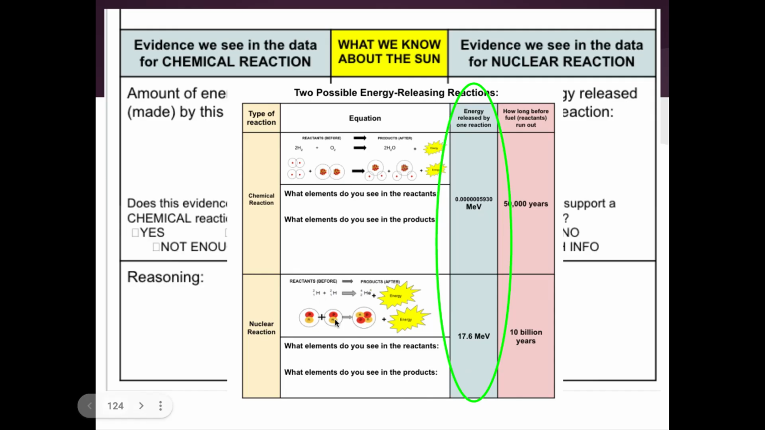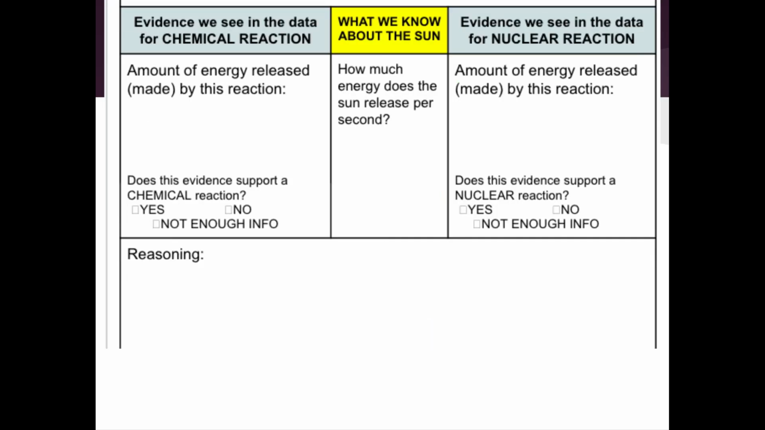Then for our nuclear reaction, if I have 1 hydrogen atom and 1 hydrogen atom, they fuse together to make a helium atom. That's the amount of energy they release. So we've got these energy amounts, and we can go ahead and fill in the information that we know here. I've got this number already written down here for you about the sun because it's a big number. But I'm going to let you fill in the amount of energy released or made by this chemical reaction.